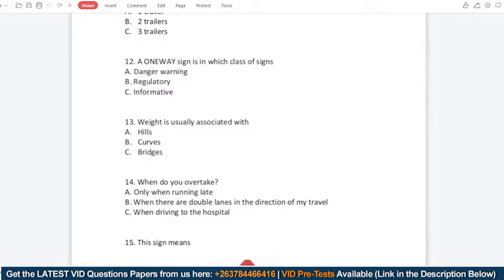Now moving on to number 12. It says a one-way sign is in which class of signs? Is it a danger warning sign, or regulatory, or informative? As you all know, a one-way sign is rectangular in shape. Rectangular shape is an insignia of informative signs. So a one-way sign is an informative sign. That's something that you need to know. So let me just underline that. That's our correct answer. A one-way sign was our keyword here.